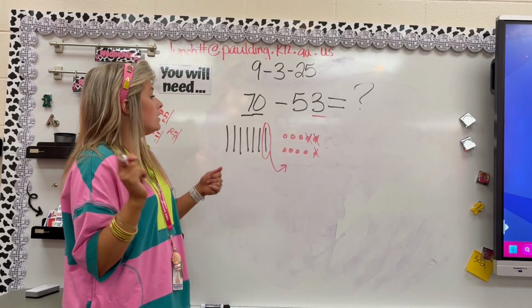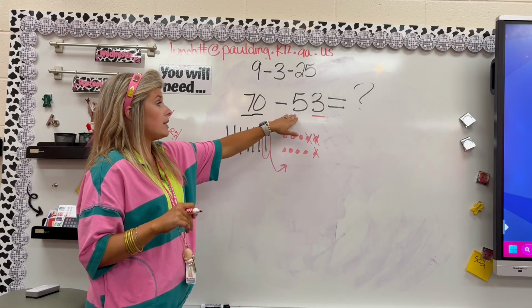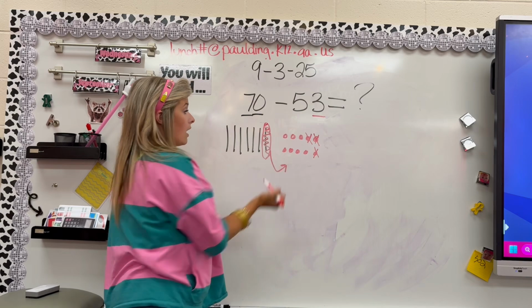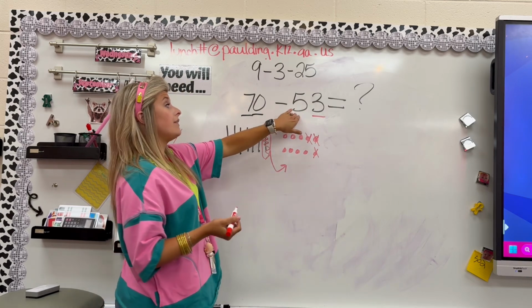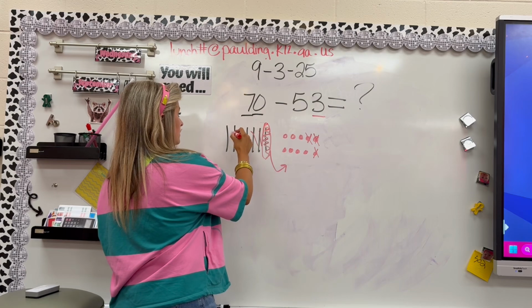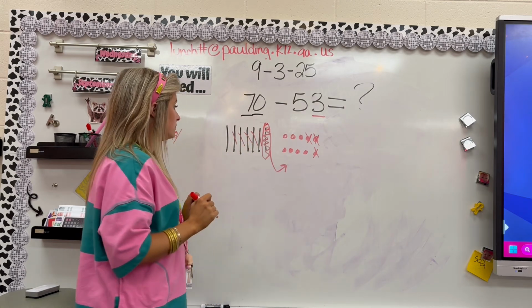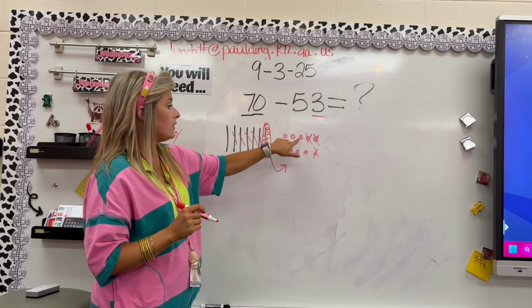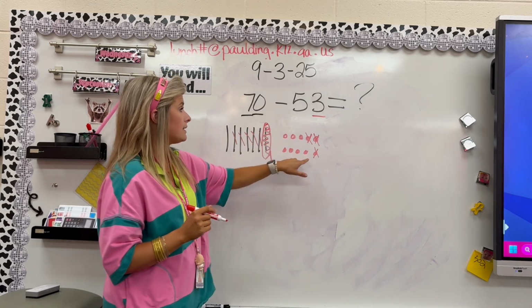Cool. So now I'm going to take my tens away. I don't have this one anymore. We broke it up. So now I take away 5 tens. 1, 2, 3, 4, 5. So I have 10, 11, 12, 13, 14, 15, 16, 17.